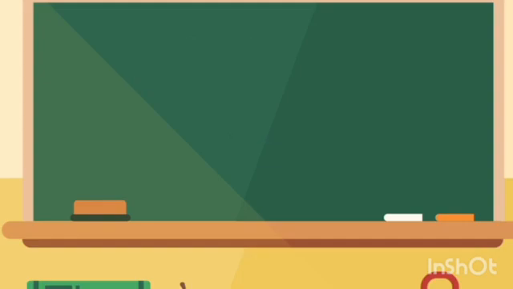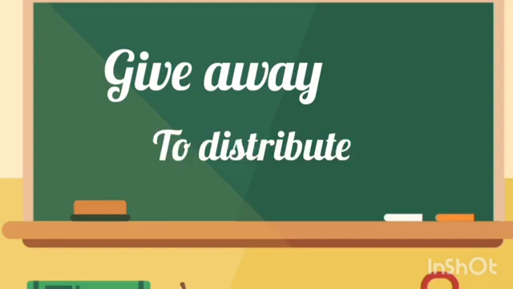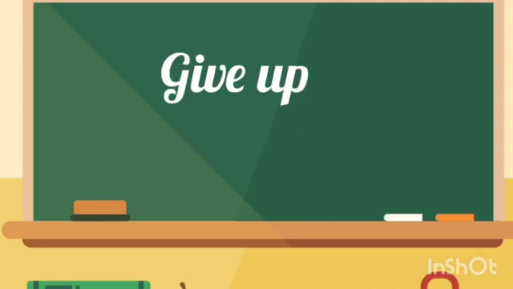Let me give you some examples. Give away. The phrasal verb meaning is to distribute, right? One example sentence: The commissioner gave away the prizes to the children. So gave away means distributing. Give up means stop. He gave up smoking. So he stopped smoking is the meaning here, right?